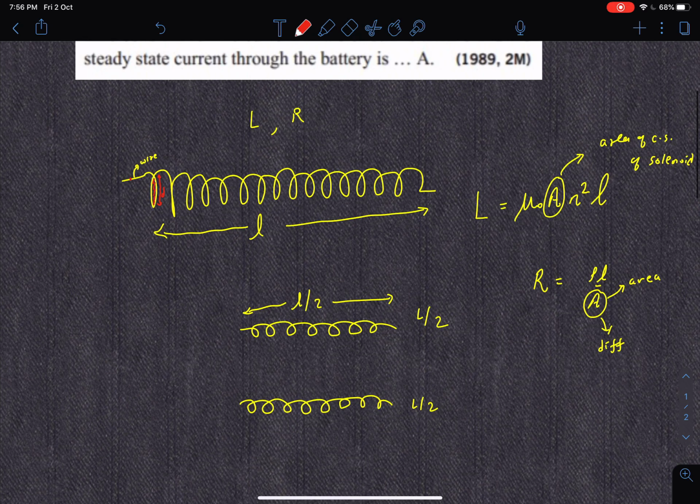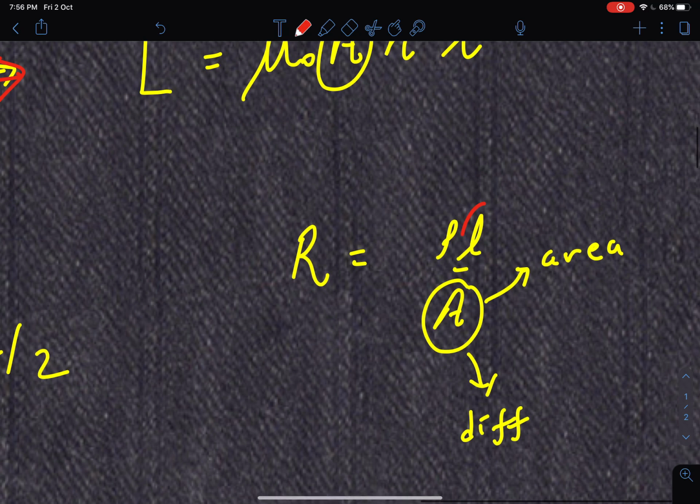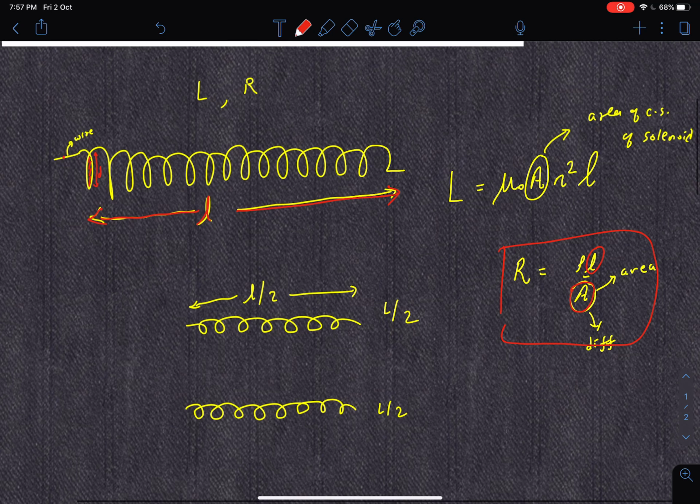The same goes for the length. In case of a solenoid, the length is this l, whereas in case of resistance, the length we will be considering is the length of the wire. It's like when you straighten out the solenoid, stretch it and make it straight, then what is the length that you will achieve? That length should be used to calculate the resistance of the solenoid. So this length and area for the calculation of resistance is different from the area and length that we use to calculate the inductance of the solenoid.